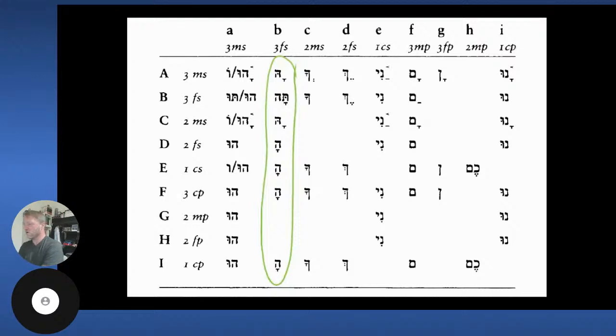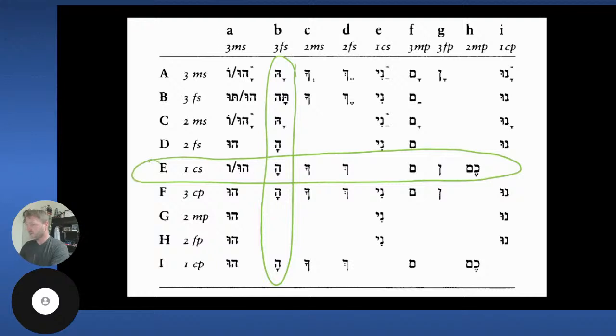Ra'itiha, I saw her. When I'm doing ra'iti, I'm doing this column. This ra'iti is "I did it," first common singular. I saw him, re'itiv or re'itihu. I saw her, re'itiha. I saw you, re'itiha. I saw you, when I'm speaking to a woman, re'itih.